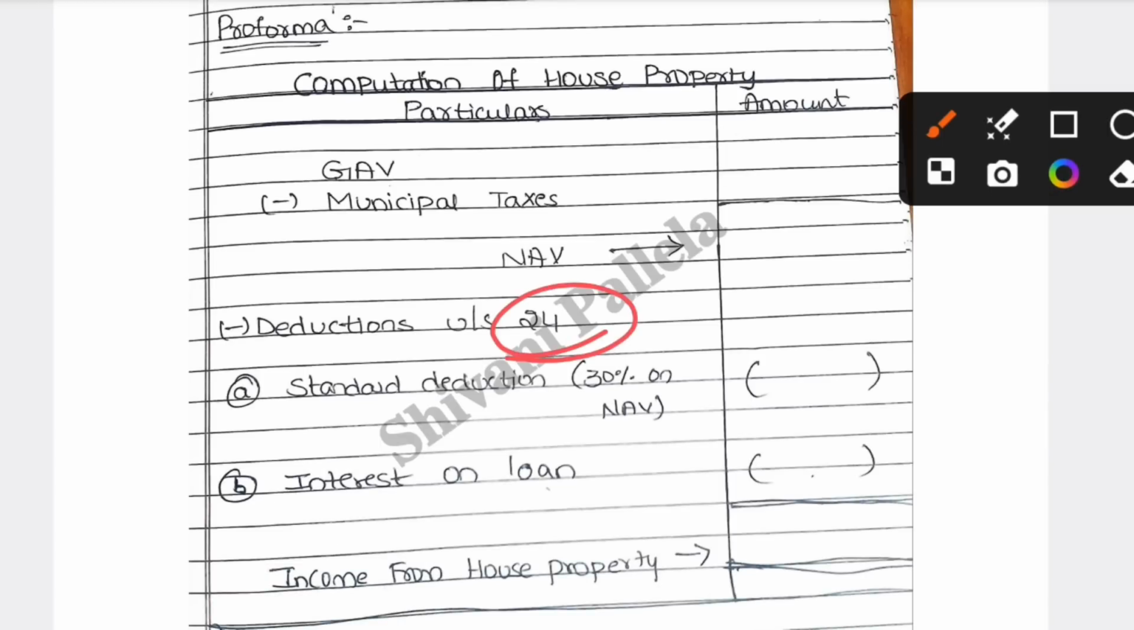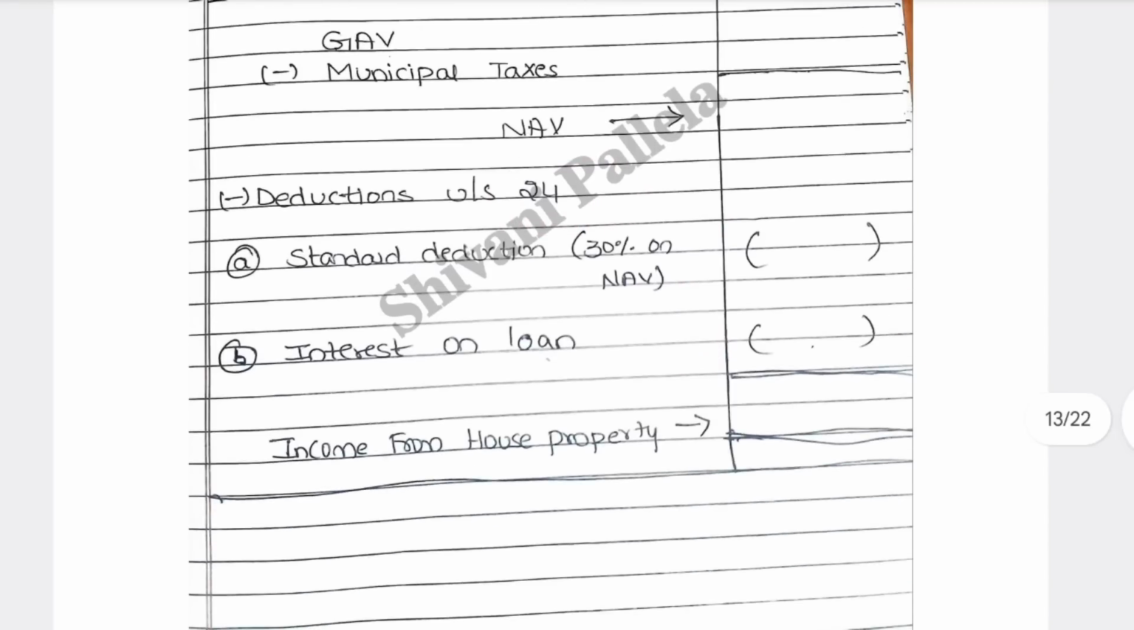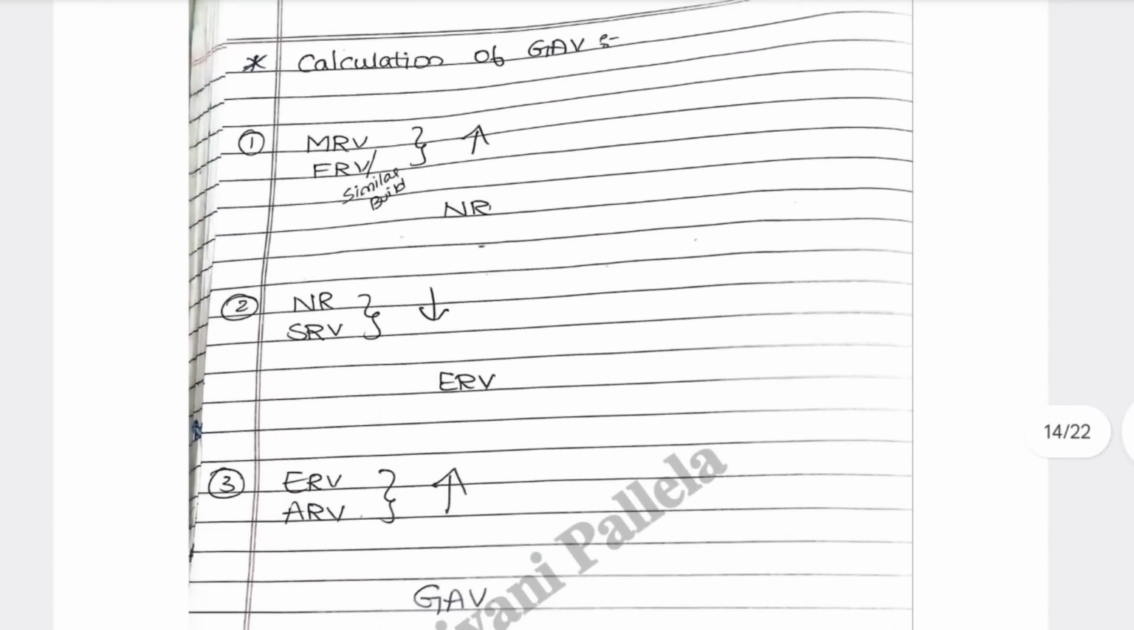So in that you will have standard deduction. In every question, we need to take standard deduction of 30% on NAV. Interest on loan also we need to deduct. These two amounts we need to minus. When you minus these from the NAV, if the amount you get is positive, it is income from house property. If a negative amount is given, it means loss from house property. Clear?